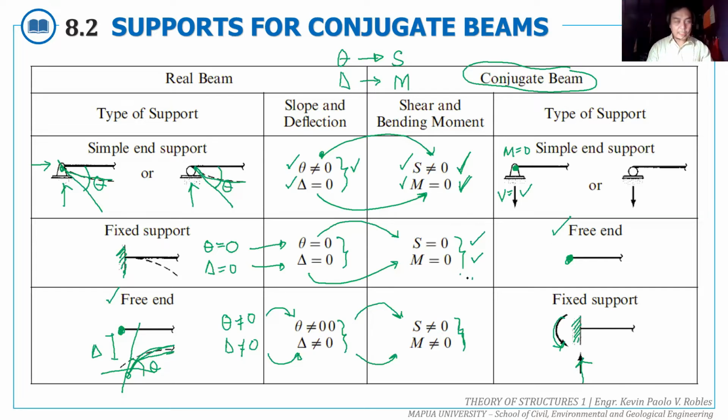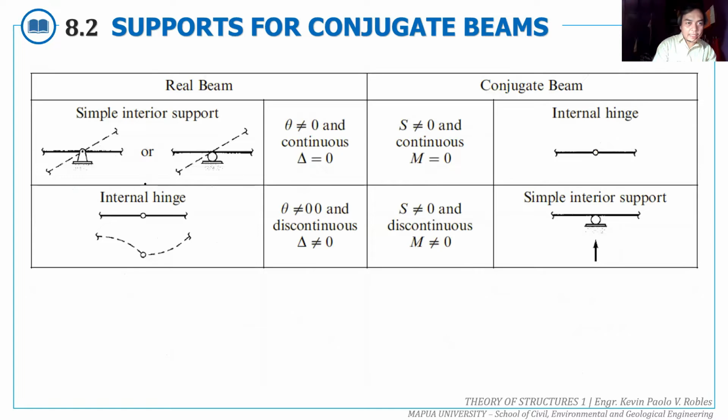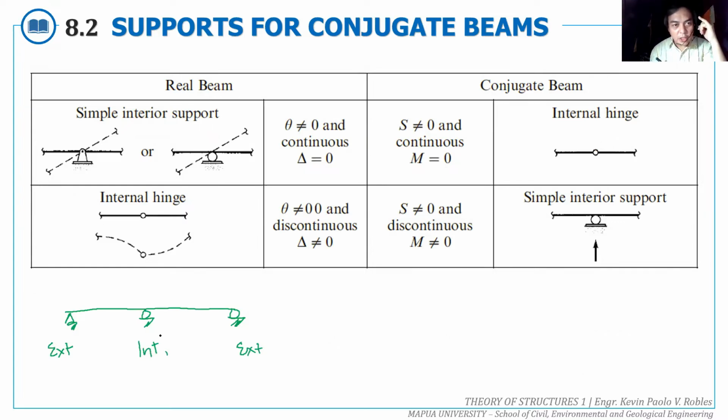Okay. So, let's have next example. What if I have here a simple interior support? Interior support, halimbawa meron kang continuous beam. Halimbawa, ganyan. So, sabihin, that is a continuous beam with two spans. Ito exterior support. Ito rin exterior. Yung nasa dulo, exterior. So, ito yung interior support. Yung nasa gitna. Okay. So, whenever you have an interior support, it could be a simple interior hinge or it could be an interior roller.